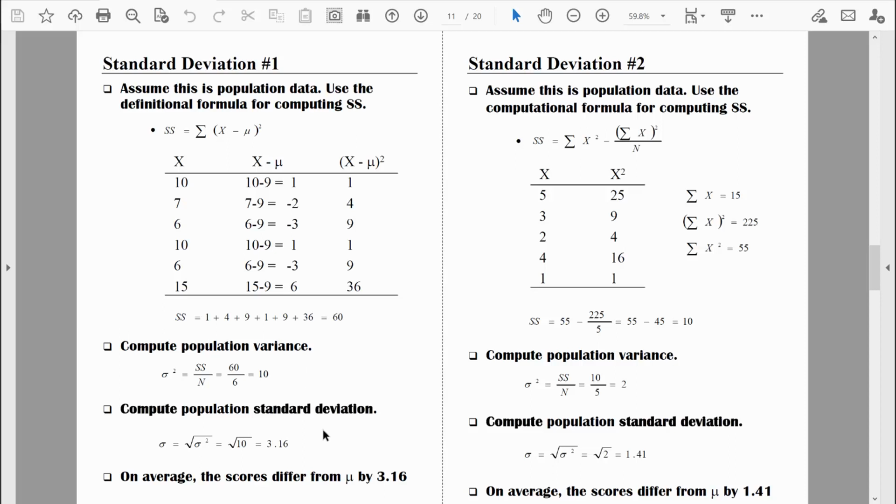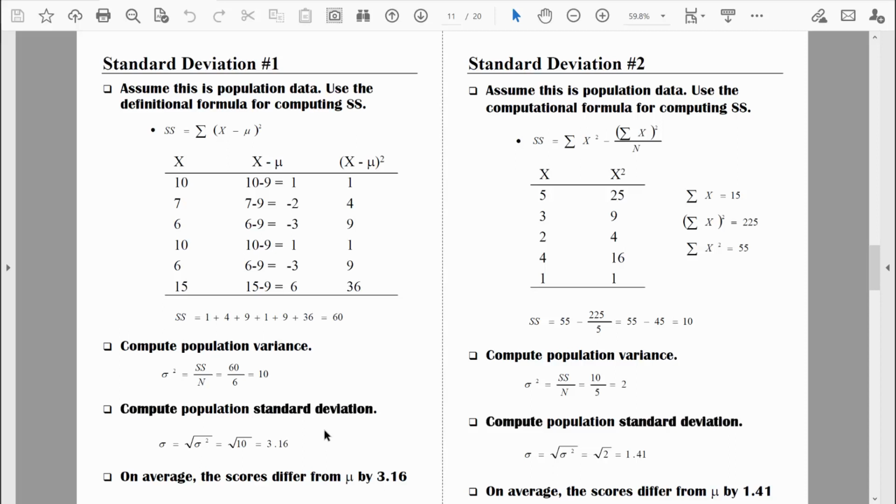So that brings us to step 3. We want to compute the population standard deviation. So this is another population parameter. We're computing the standard deviation for the population. And the symbol that we use to denote the population standard deviation is sigma. If we already know sigma squared, it's pretty easy at this point to find sigma. We just need to take the square root of it.